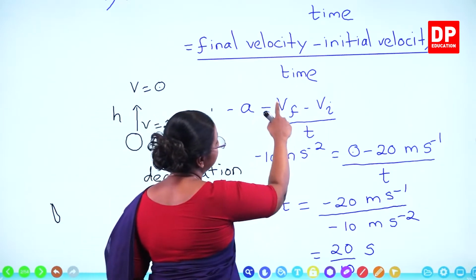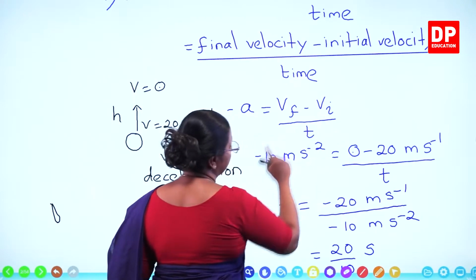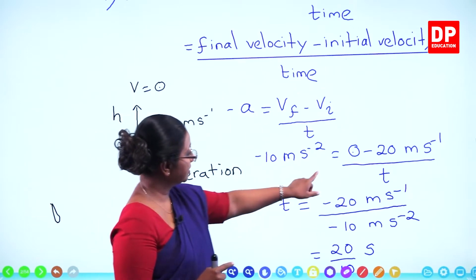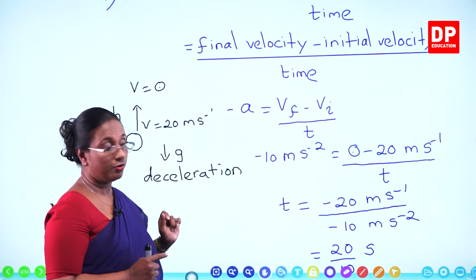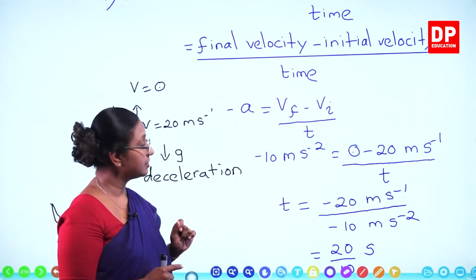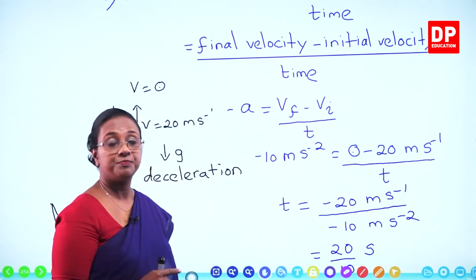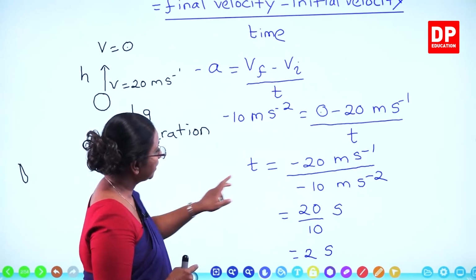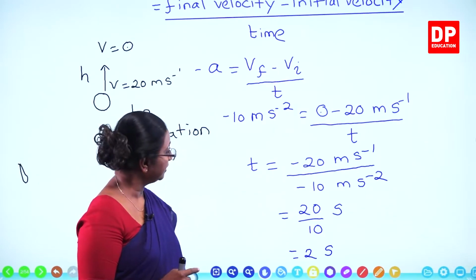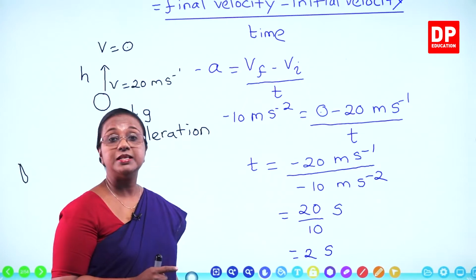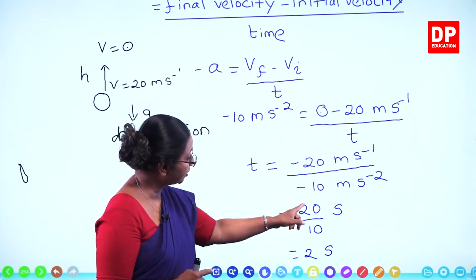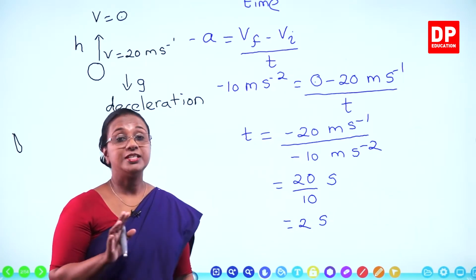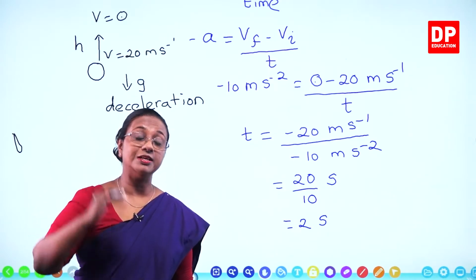Here I use VF to show that it is the final velocity and initial velocity VI. So minus 10 meters per second squared is equal to final velocity here is 0. Initial velocity is 20 meters per second divided by time. And when you rearrange, you get it as t equals minus 20 meters per second divided by minus 10 meters per second squared. That is equal to 20 divided by 10 seconds, that is 2 seconds. So it takes 2 seconds for the object to reach the maximum height.